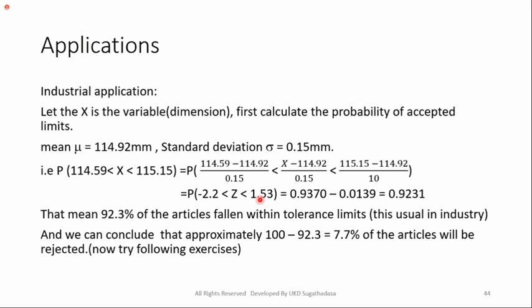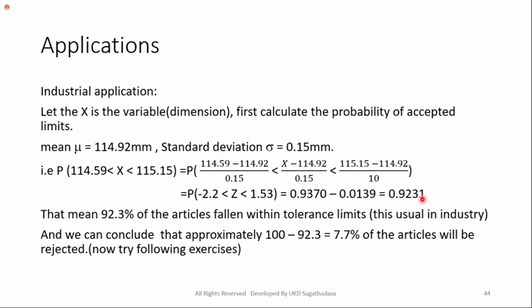9370 minus, what is minus 2.2? Turn to the other page if you have the hard copy. Minus 2.2 is 0.0139. And now take the difference to get the probability in between these two values. There's a 9231. Actually, remember, this is a good example because the probability is 0.9231.